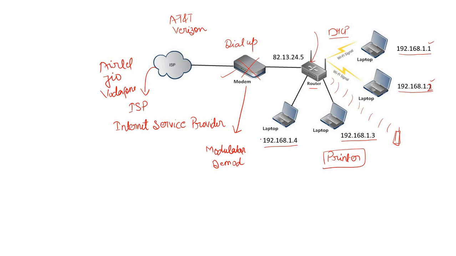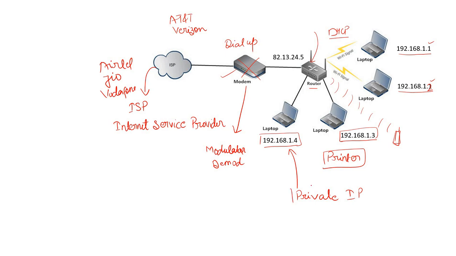So these IPs which start with 192 are called private IPs. What are they called? They are called private IPs. So what are these private IPs actually?